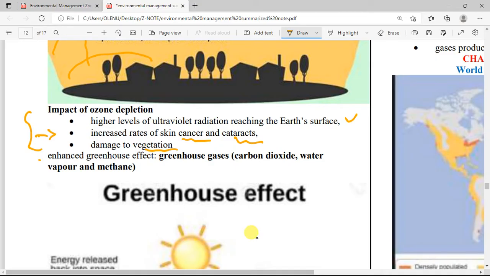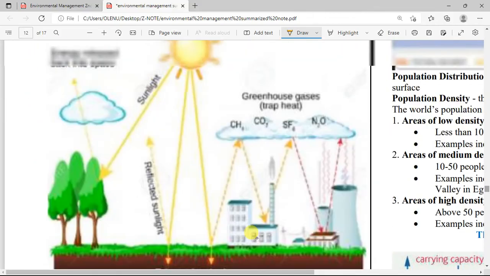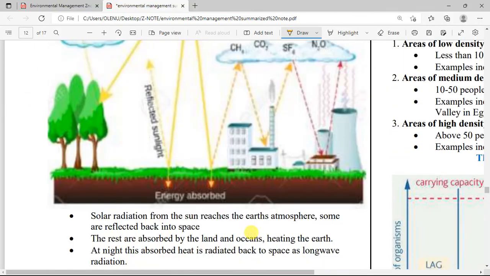Then next, let's look at the enhanced greenhouse effect. Remember, we've looked at the natural greenhouse effect. So let's look at how the enhanced greenhouse effect works. Now, the enhanced greenhouse effect happens when there is excess release of greenhouse gases like carbon dioxide, water vapor, and methane into the atmosphere.